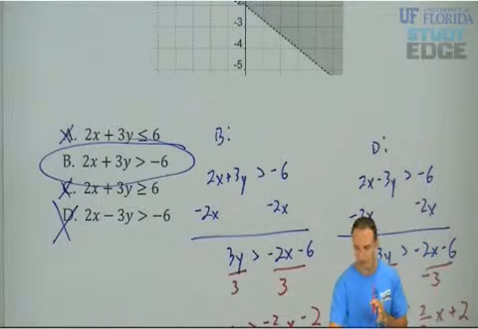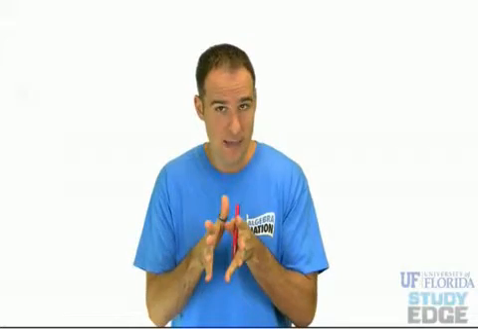So again, overall, you have to get y by itself. Then you get your slope and your y-intercept and graph them. Remember, begin with b, and then move with your slope. Once you have those two points, decide solid or dashed, above or below.